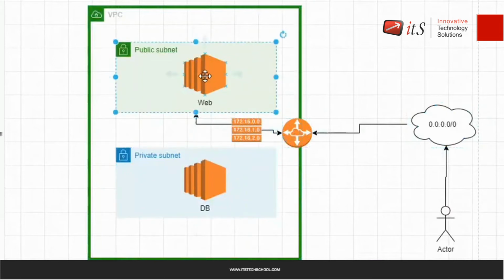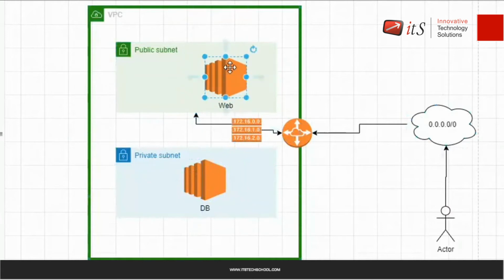That's it. Because your public machines want to go to the internet. Your private machine doesn't want to go to the internet. So this route table should not be connected to the private subnet. It should be connected to the public subnet, right? Whenever my web machine wants to go to the internet, what will the web machine do?